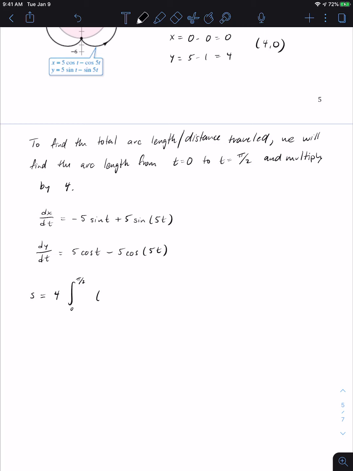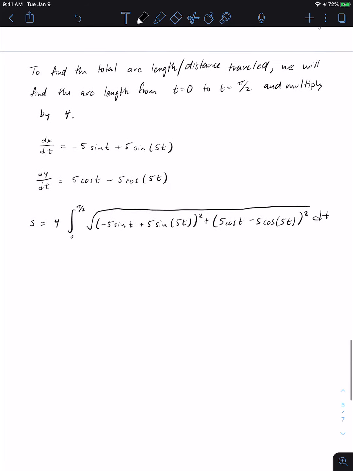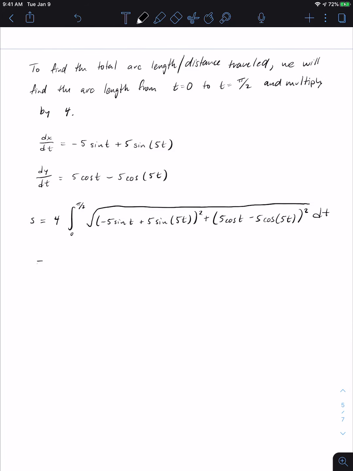the square root. So the x derivative is negative 5 sine of t plus 5 sine of 5t, squared, plus 5 cosine of t minus 5 cosine of 5t, quantity squared. And I'm going to take the square root of that. So it's going to be a doozy. It's going to be a big one.